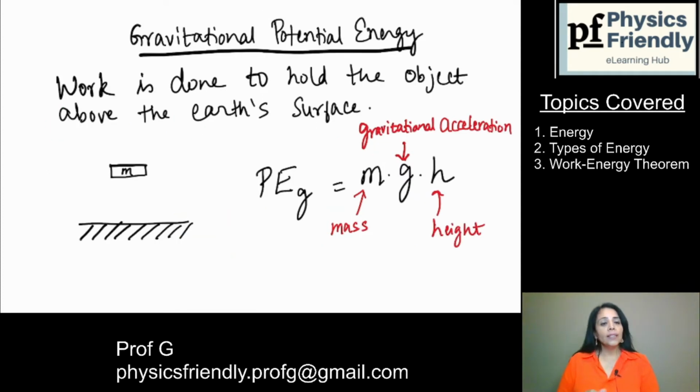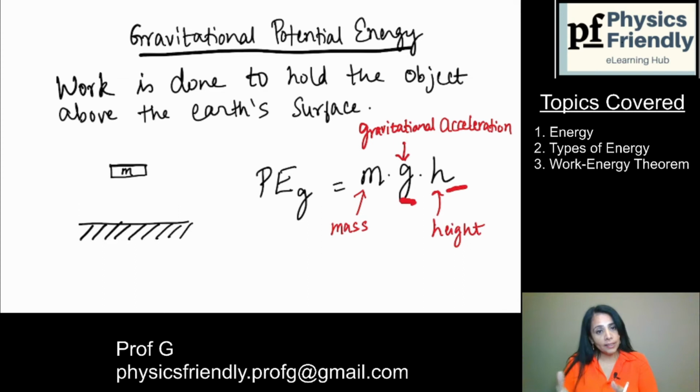So let's take an example. I'm holding this object above the earth's surface. Work has to be done in order to hold this object above the earth's surface, and that is what we call gravitational potential energy. Gravitational potential energy is defined as the mass of an object times gravitational acceleration times height. g stands for gravitational acceleration, and h is the height at which this object is held.